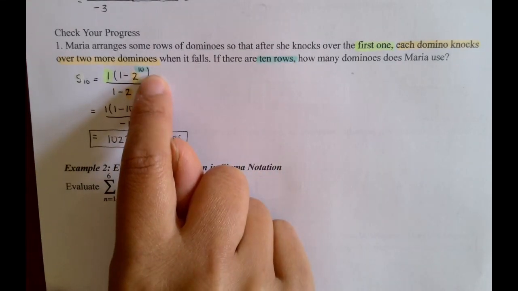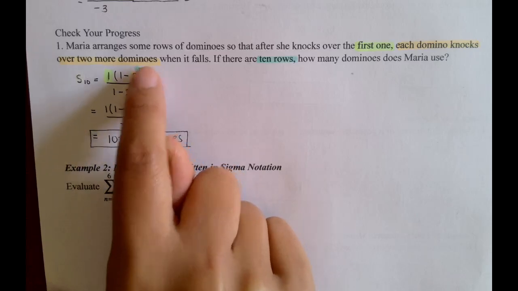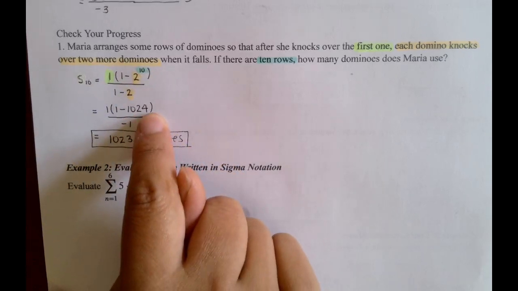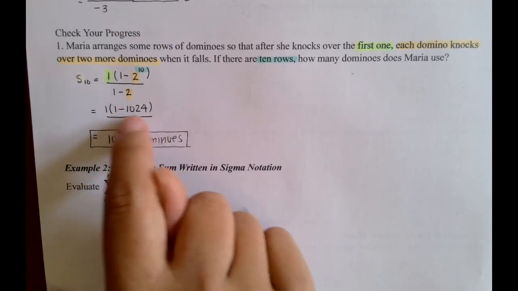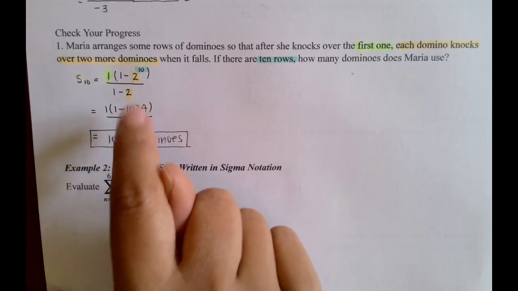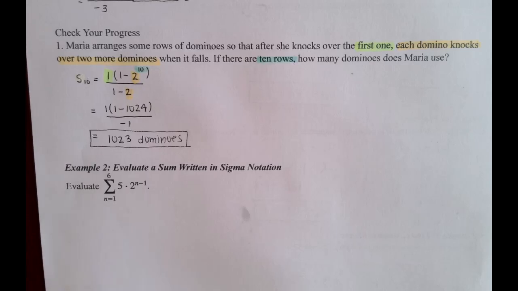So plugging in, 2 to the 10th power is 1,024. 1 minus 1,024 is negative 1,023, times 1 is still the same. Divided by negative 1 gets rid of the negative. So that's why it's 1,023 dominoes. And there you go. Now let's do example 2.